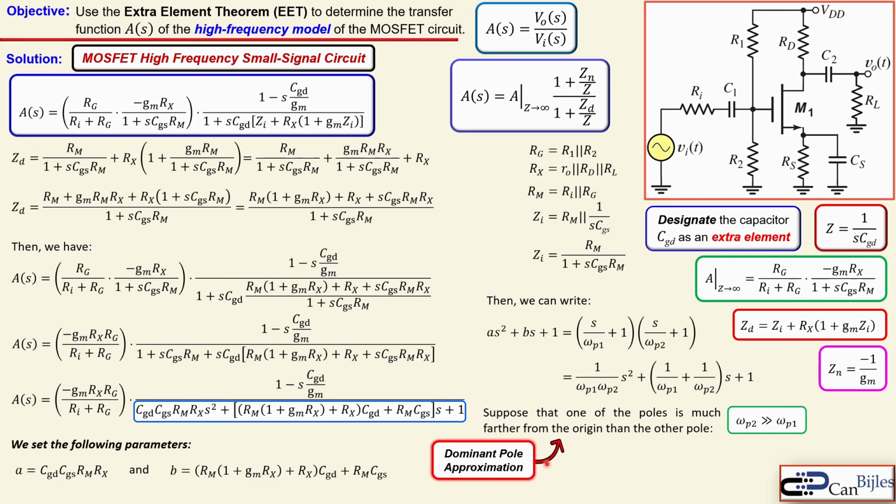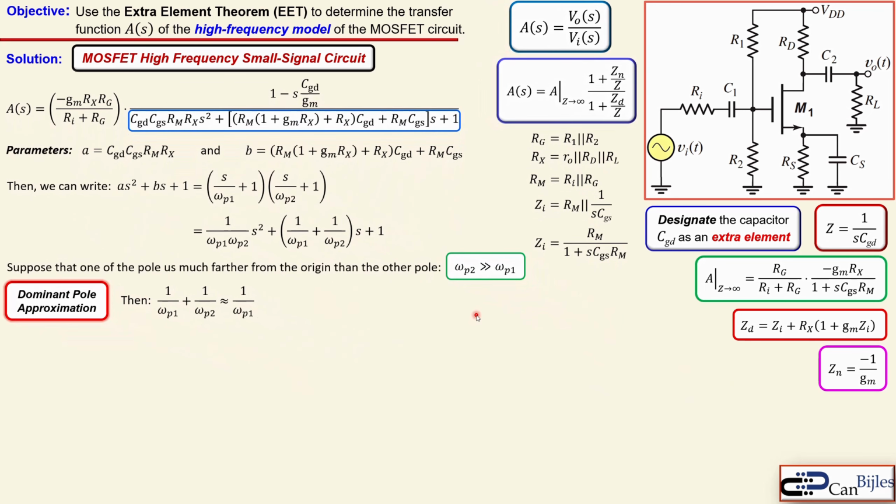That's, by the way, the dominant pole approximation. What I am now saying is the following: 1 over omega P1 plus 1 over omega P2. Since omega P2 is much larger, let's say 10 or 20 times larger, this part is quite small compared to the part here because you divide by a larger value. That means 1 over omega P1 plus 1 over omega P2 will be approximately 1 over omega P1. So I can replace that by 1 over omega P1. That is the purpose of doing this dominant pole approximation.